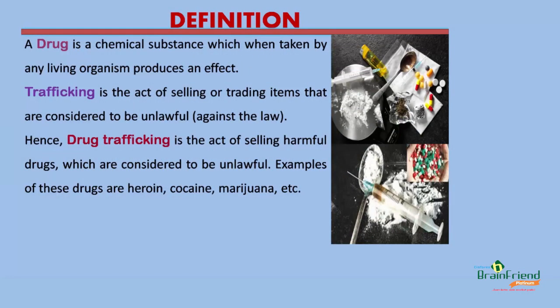Before we move on to what drug trafficking is, there are two terms that must be defined for us to have a clearer understanding on the definition of drug trafficking. These terms are drug and trafficking. What is a drug? A drug is a chemical substance which, when taken by any living organism, produces an effect. Trafficking is the act of selling or trading items that are considered illegal or unlawful.